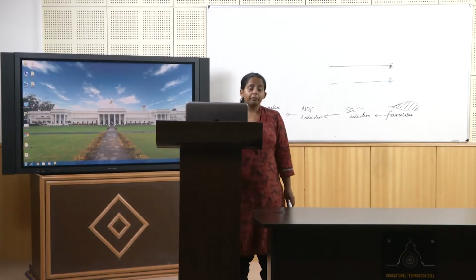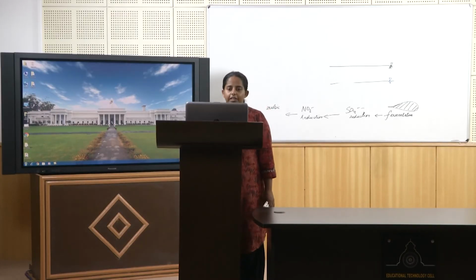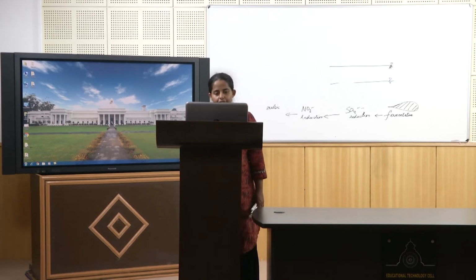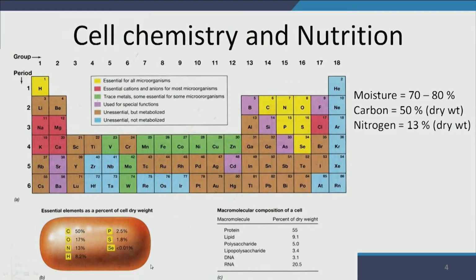And in order to understand microbial energetics, it is very important to understand what microbes require to survive. For a microbial cell to exist, there are certain essential elements that are required, and in this particular periodic table they are highlighted by yellow color. So look here: hydrogen, carbon, nitrogen, oxygen, phosphorus, sulfur and selenium. Most of the cell, nearly 70 to 80%, is water. I have written moisture. 50% of dry weight is carbon, 13% of dry weight is nitrogen. Phosphorus, sulfur, oxygen and selenium are at lesser numbers.